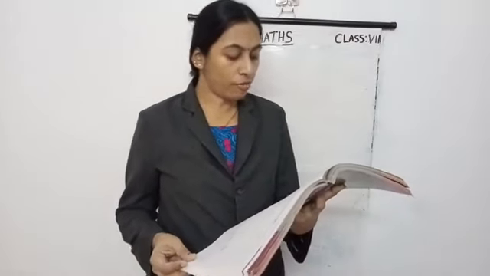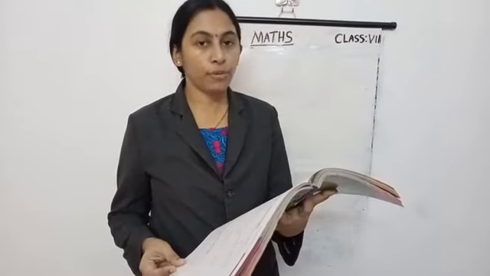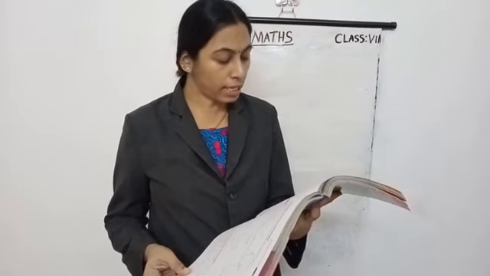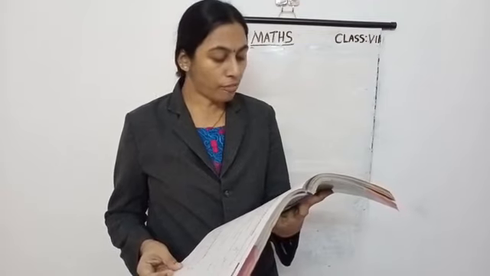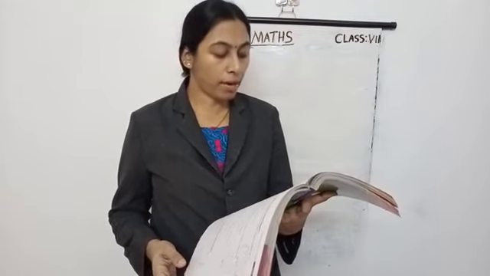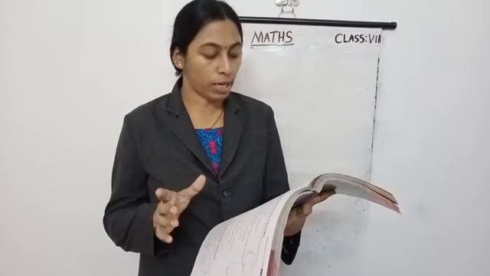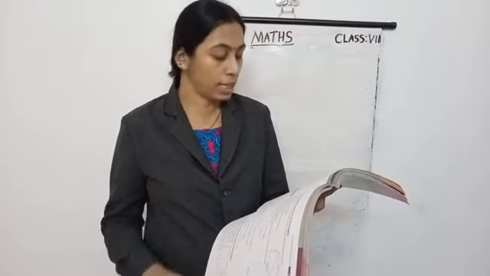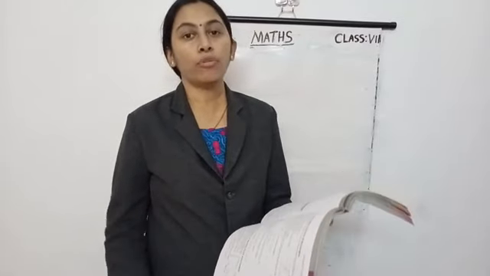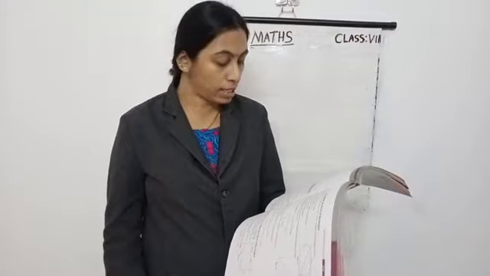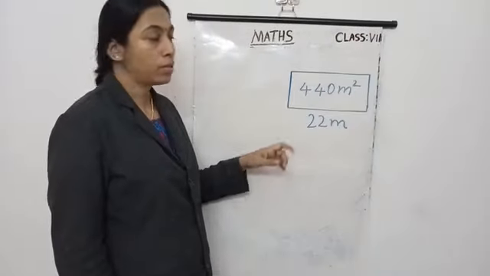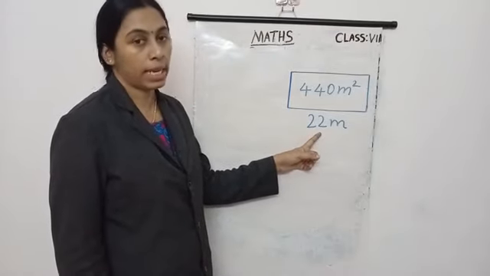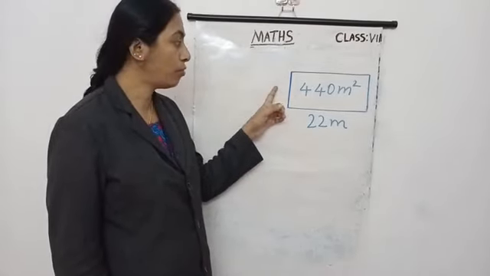Find the breadth of a rectangular plot of land if its area is 440 meters square and the length is 22 meter. Also find its perimeter. Here given area of a rectangular plot as 440 meters square and also given its length 22 meter. We need to find its breadth, then find its perimeter.